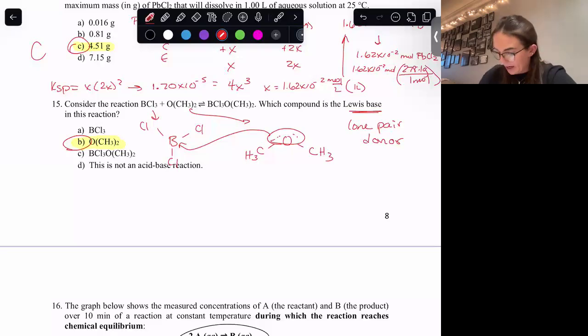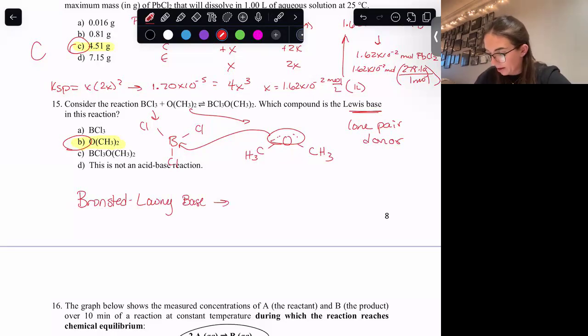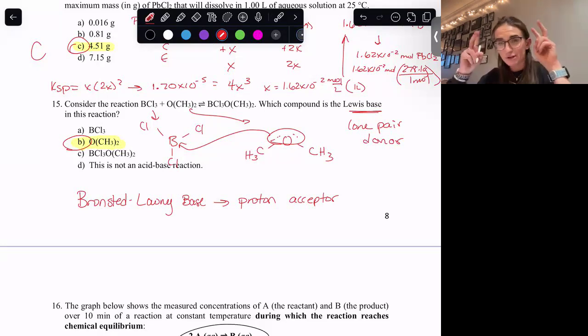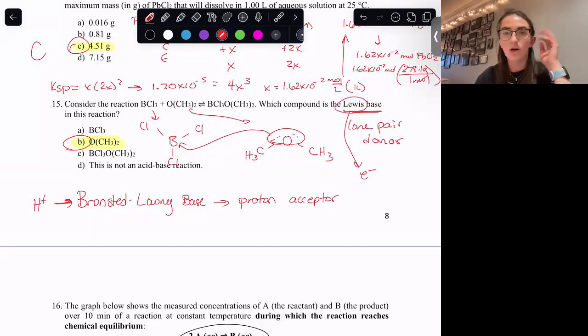For a Bronsted-Lowry base, we know that this is a proton acceptor, right? So if a Lewis base is an electron pair donor or a lone pair donor, it is the inverse, I guess I'm going to call it, for the Bronsted-Lowry. Instead of talking about electrons, we're talking about protons. Instead of being a donor, it is now an acceptor. So when we talk about Bronsted-Lowry, it's all about the H+, right? What's happening to the H+, where is that going? When we're talking about Lewis, this is all about the electrons. Where are the electrons going? How is that distributing, and what's happening that way?